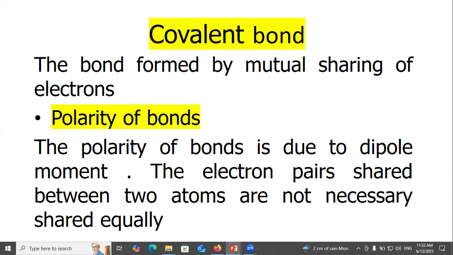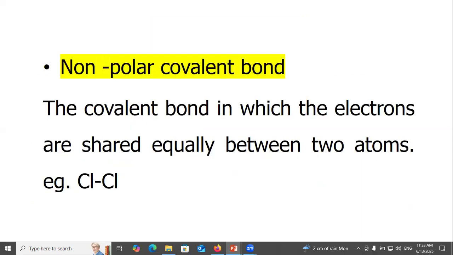Covalent bond: the bond formed by mutual sharing of electrons. Polarity of bonds: the polarity of bonds is due to dipole moment. Dipole moment is the product of charge and distance. The electron pairs shared between two atoms are not necessarily shared equally.